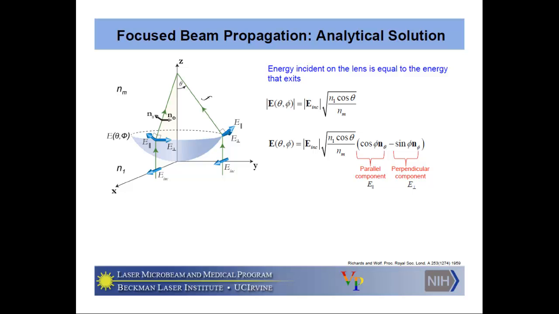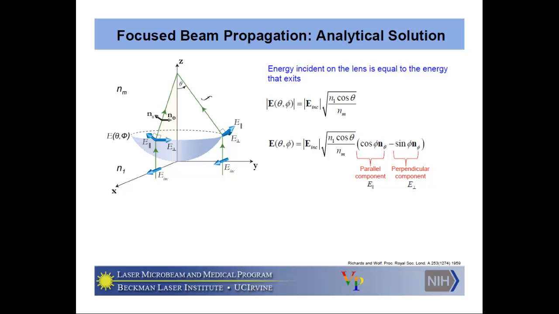The energy is coming from this side, and then energy passes through this lens. So energy incident on the lens is equal to the energy that exits. We can use this relationship. This is the electric field at the surface, the magnitude of the electric field. This is the incident electric field. N1 is the refractive index on the incident side of the lens, and M is the refractive index of the medium.